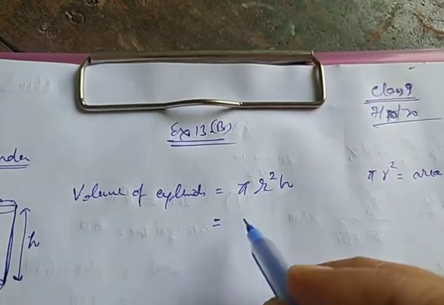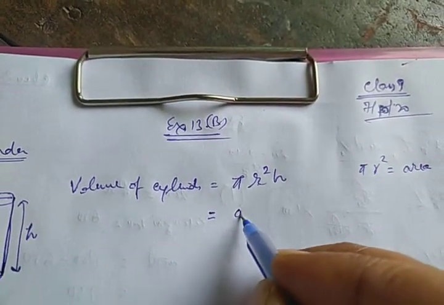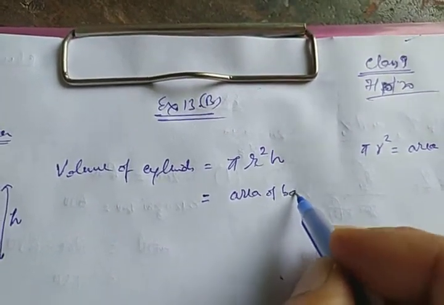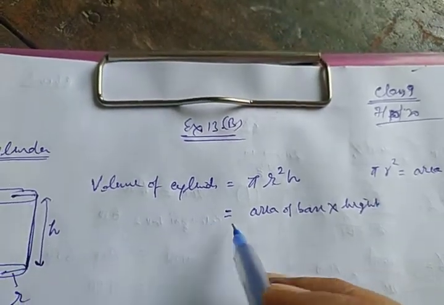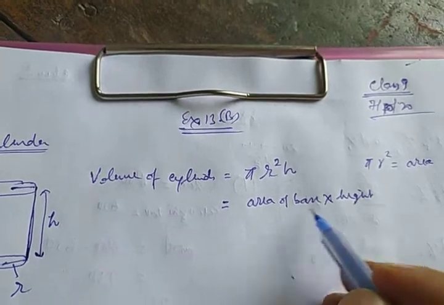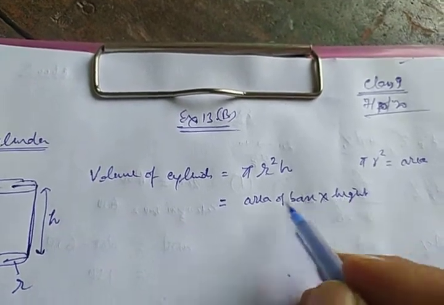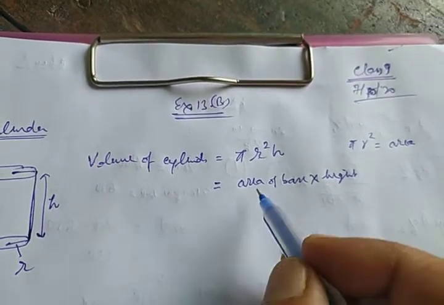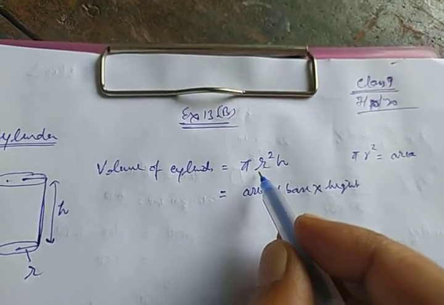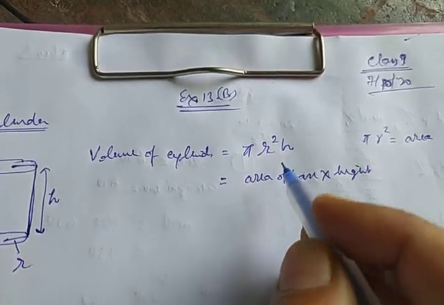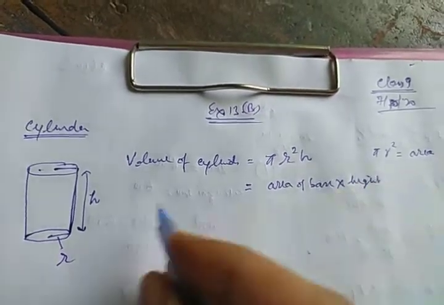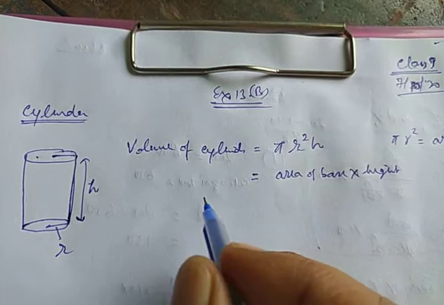Then this formula also converts the area of base into height. If area of base has been given and height has been given, if you multiply this, you will obtain the volume of the cylinder. No need to find R first. You can substitute directly area at this place of pi r square. In certain cases questions would be given like this.